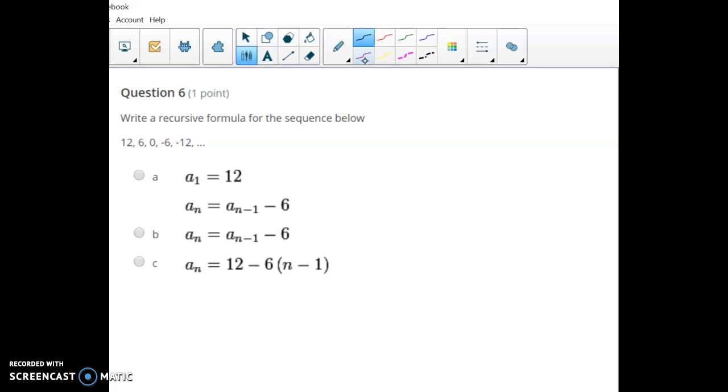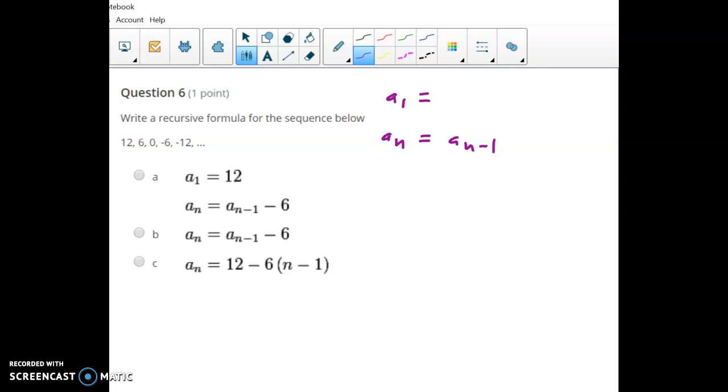All right, this is number 6 from the quiz, and actually yours might have been in a different order, but you have to write a recursive formula for the sequence below. When we do a recursive formula, there's really just two parts. You have to list the first term, a1, the value of the first term, and then you list an using the previous term, which they indicate with n minus 1. So basically, you're saying if you do the fifth term, you'd use the fourth term. That's kind of how recursive works.